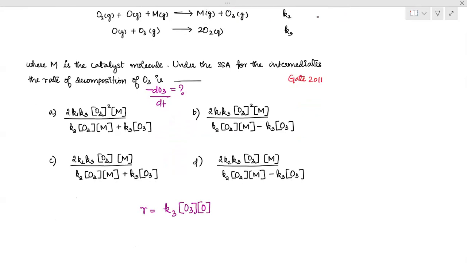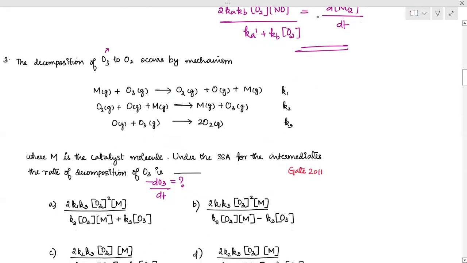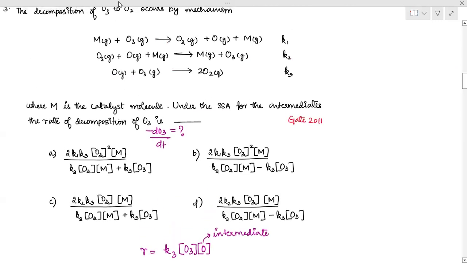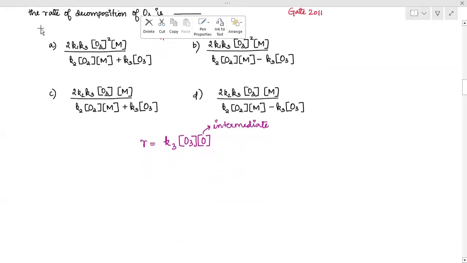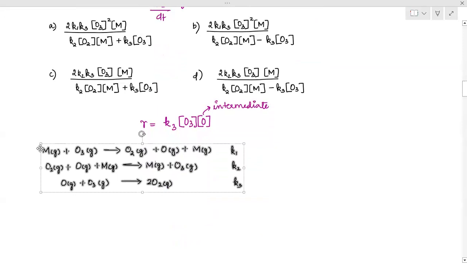Correct. Now we have a process where ozone is decomposing to oxygen. So ozone is our reactant and oxygen is our product. What we have in our expression is O, and this O is going to be an intermediate. We have to remove it. How are we going to remove it? We are going to remove it using SSA. Correct? So I'll copy paste this over here, so that I can write the expression.